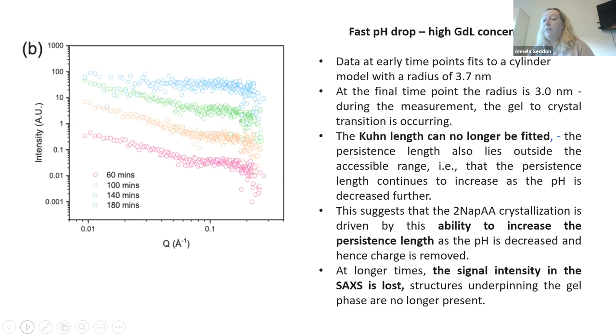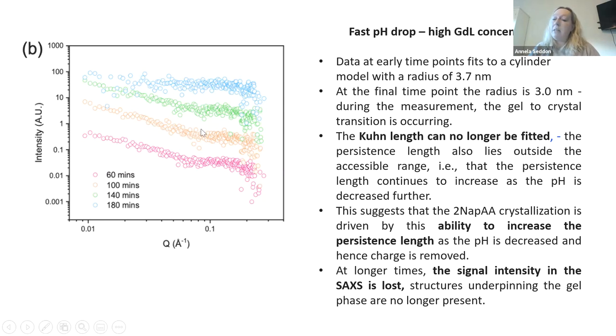Now, if we compare that with the fast pH drop. Immediately when we started to fit the fast pH drop, we could only fit this to a cylinder. We lost the flexibility completely, even at early time points. So you can see that this increase in persistence length, this stiffening of the fibers, is really critical. We lost the flexibility immediately. We were able to fit this to a roughly 4 nanometer cylinder.